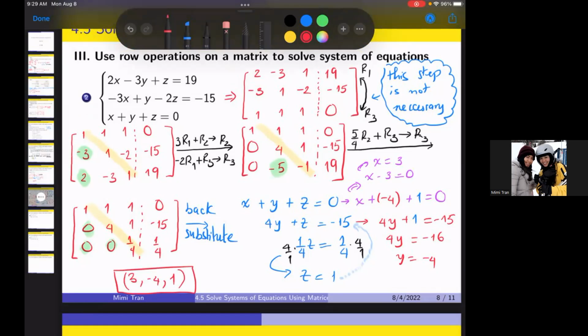How'd you guys feel about solving systems of equations using matrices? If you do this, anyone going into engineering, definitely take this class, because it's linear algebra. I want to see people. Any question before I move on? Please ask.